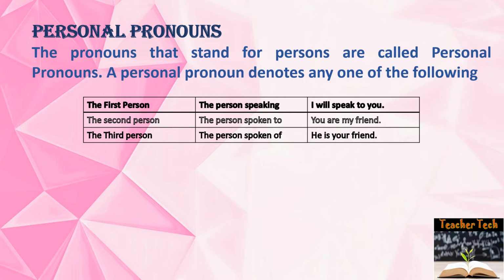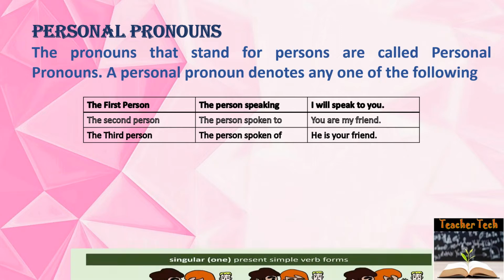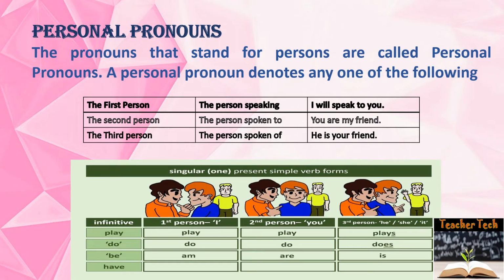The second person, the person spoken to, that means the person with whom the first person is talking, that is the second person. You are my friend. The third person, the person spoken of, regarding whom we are talking about, that is the third person. He is your friend. Here, children, I have given you a picture. From this picture, you will get a clear idea.